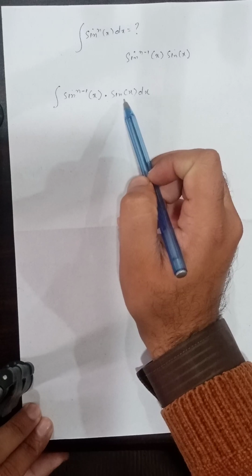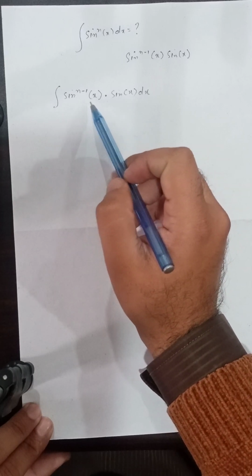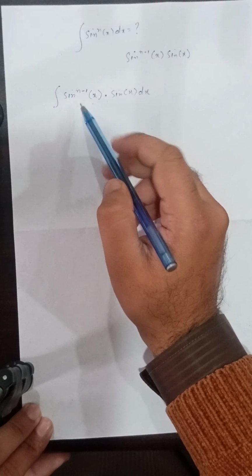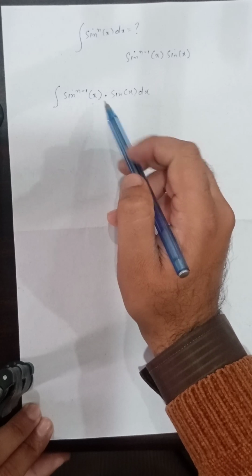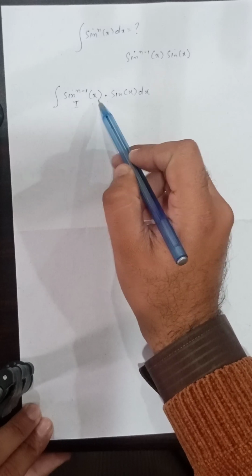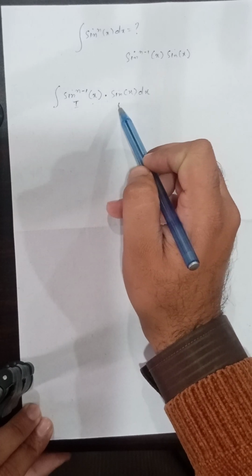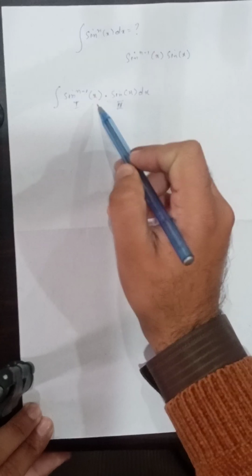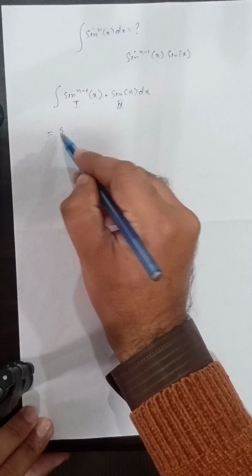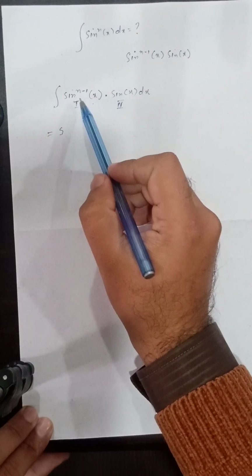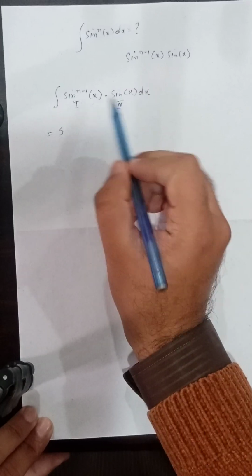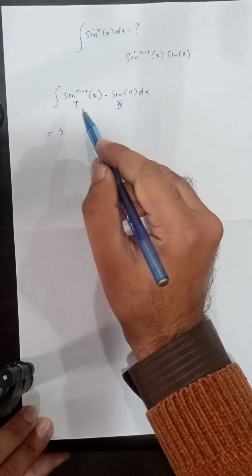These are two functions, sine of x and sine power n minus 1 of x, and they are in product. So we can now apply the integration by parts rule on these two functions. The first function is sine power n minus 1 of x and the second function is sine of x. Integration by parts is equal to first function times integral of second function, minus the whole integral of the derivative of the first function times the integral of the second function with respect to x.